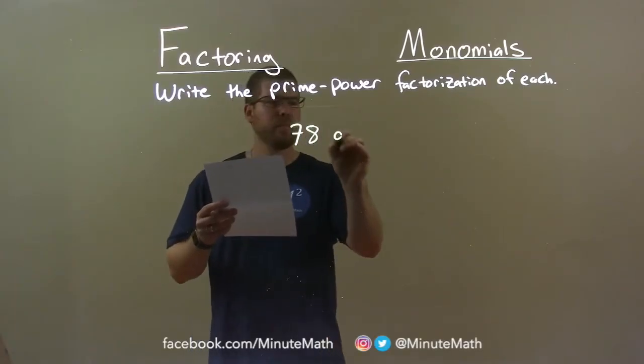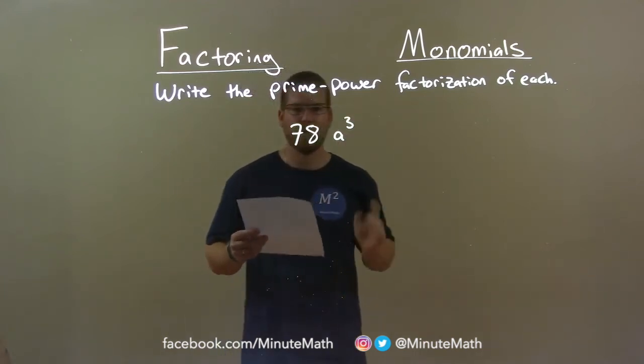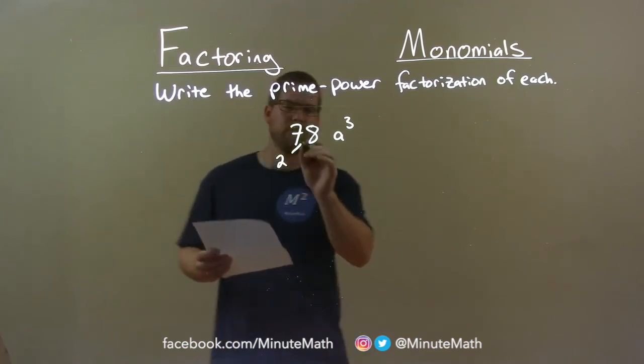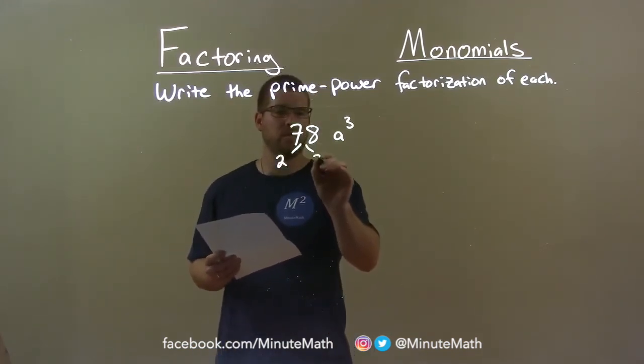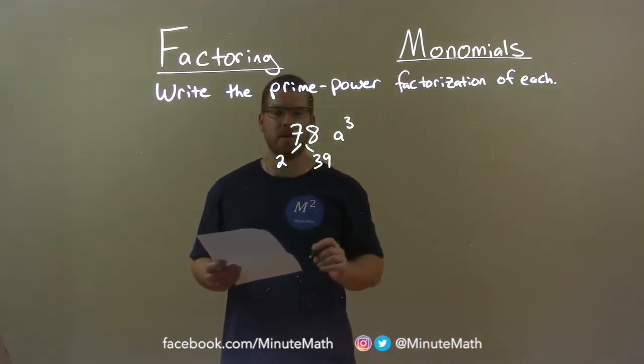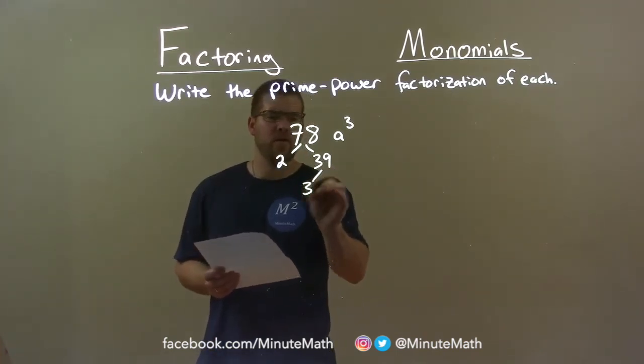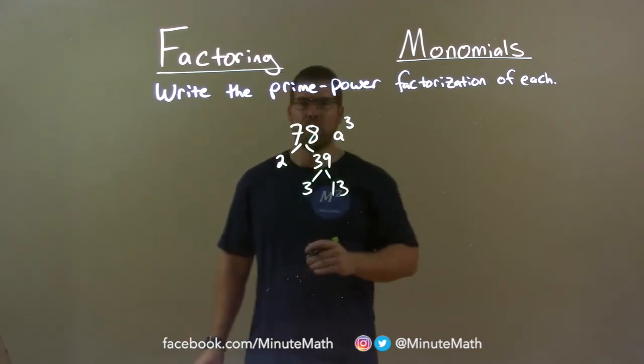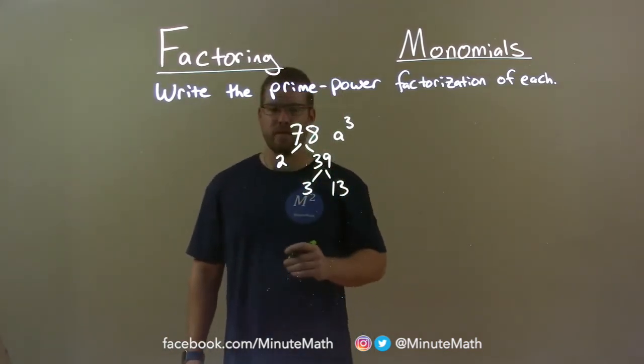78 a to the third power, okay? Well, 78, that's divisible by 2, right? Well, 2 times 39 gives me 78. 39 is divisible by 3 times, well, 13, okay? Now we have all of our prime numbers that multiply to be 78.